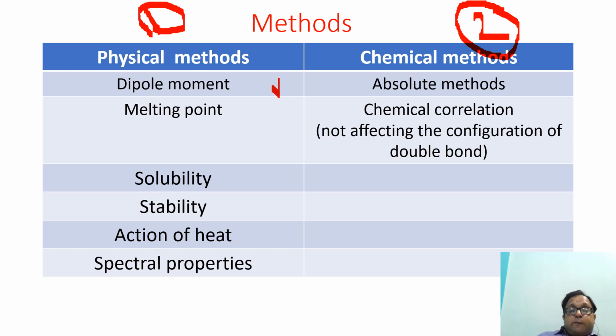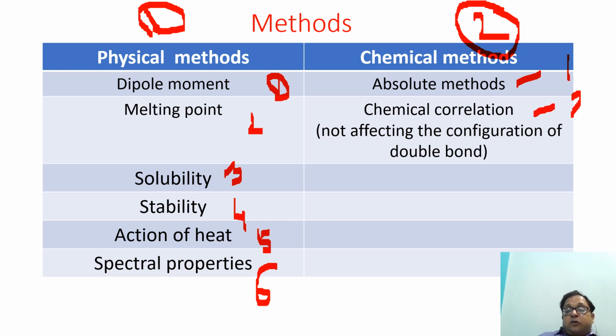Physical methods are dipole moment, melting point, solubility, stability, action of heat, and the spectral properties. On the other hand, chemical methods are absolute methods and the chemical correlation method. Here we have to keep one point in mind: in absolute methods we generally destroy the identity of the compound, but in the chemical correlation method we retain the configuration of the double bond.